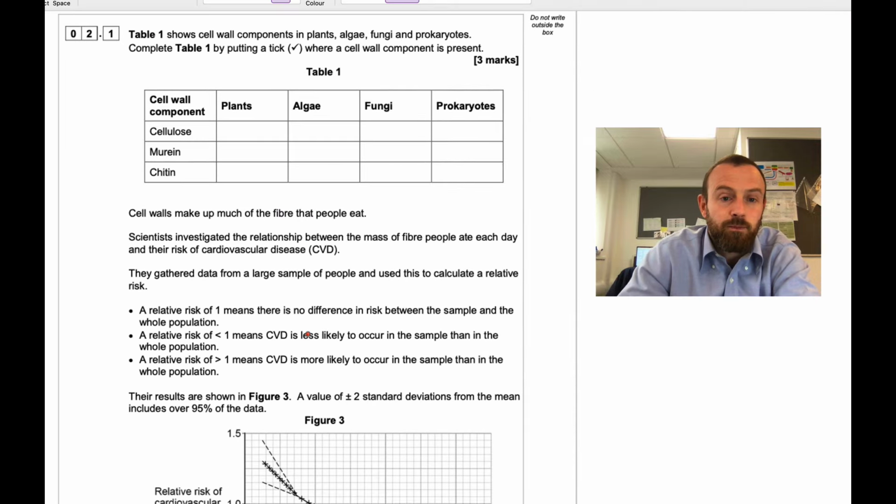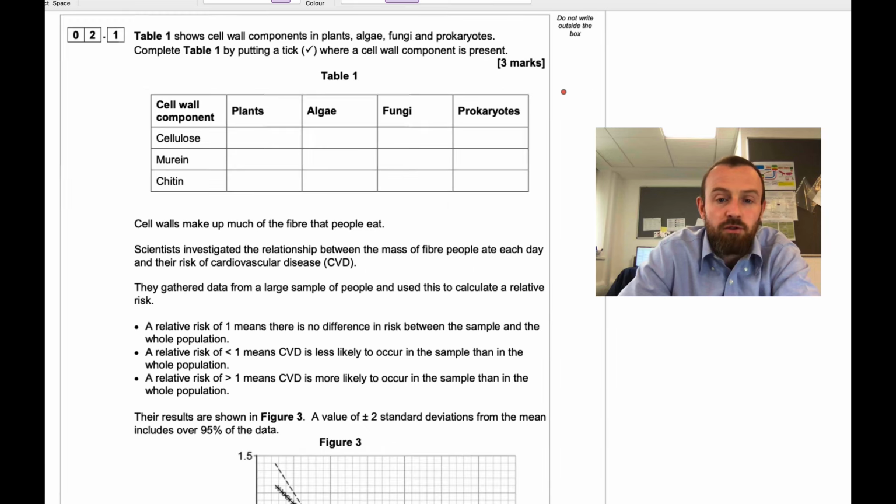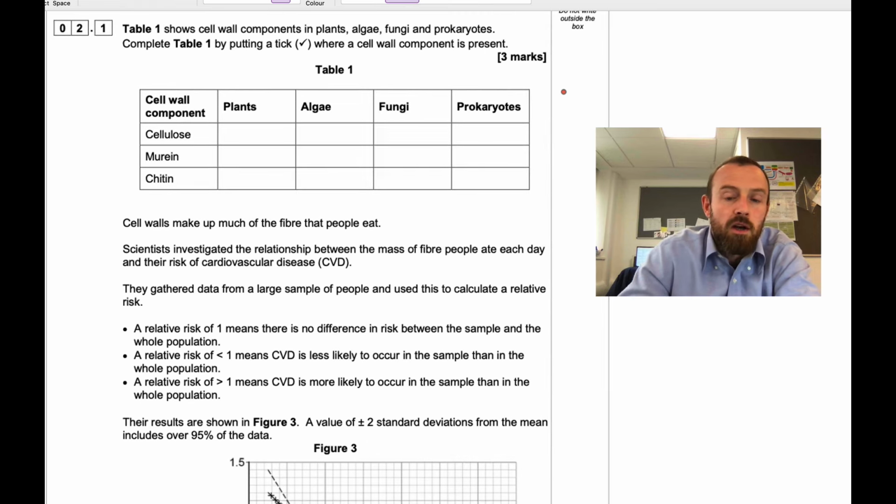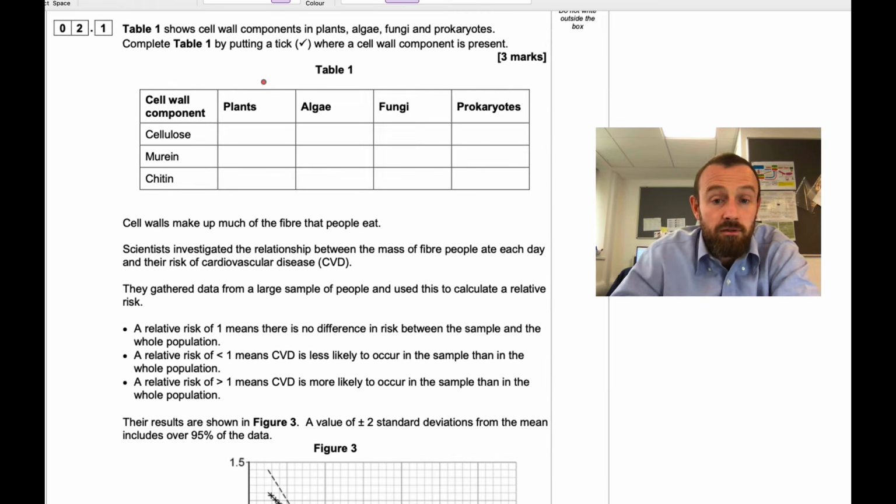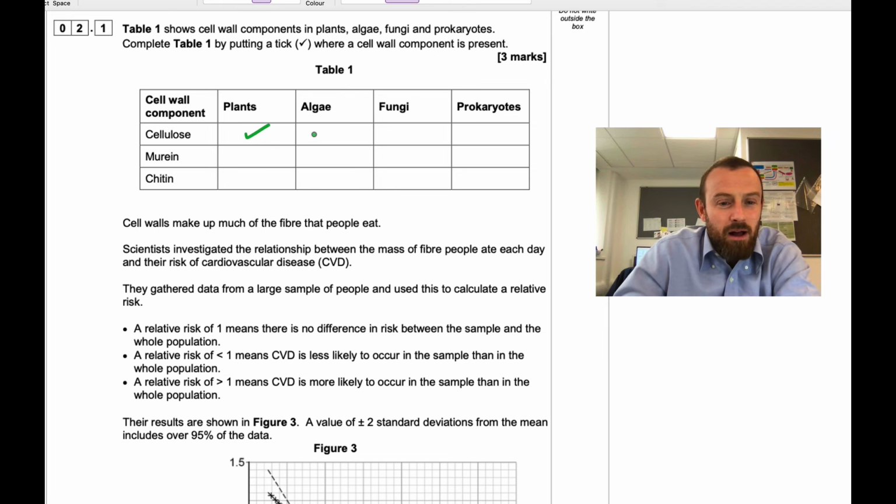Okay, question 2. The first part is just about what things you would find in the cell wall of different types of cell: plants, algae, fungi, and prokaryotes. Hopefully you remember that plants have cellulose in the cell wall, and that is also common with algae. For fungi, it's chitin, and for prokaryotes, hopefully you remember that it is murein.